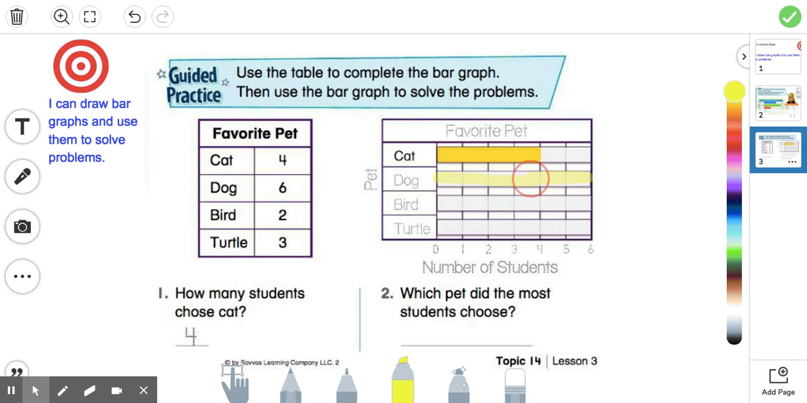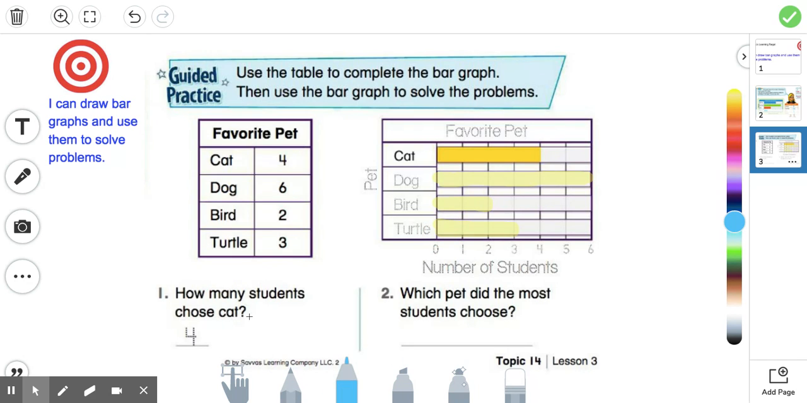Now you can go back and kind of fill in the whole thing if you'd like, or just a simple line will do. After that, I have birds. 2 students' favorite pets are birds. So I'm going to go to bird, 1, 2. And then last but not least, there are 3 turtles. So I'm going to fill that in as well. 1, 2, 3.